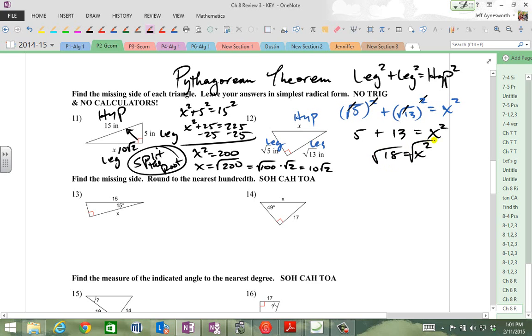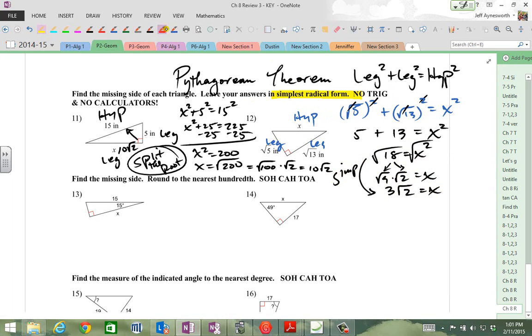And you square root, and then you split the root again. So root 9 times root 2 gives you 3 rad 2. Always simplify the root. All right, that's what it means right here in simplest radical form.